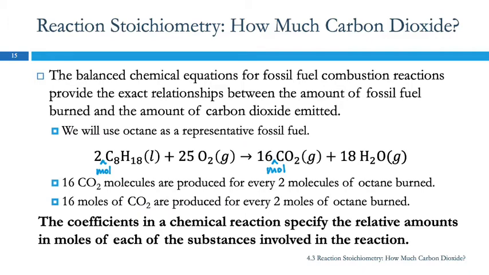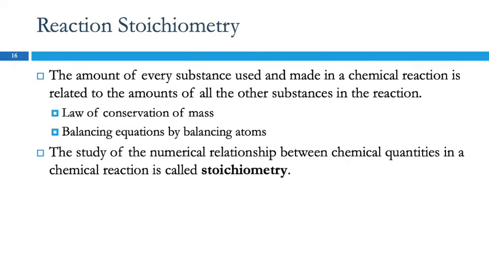And that's usually how we interpret chemical equations, because we're almost never just doing individual atoms and molecules. So the coefficients give us the relative amounts in moles of each substance. The amount of every substance that's used and every substance that's made in a chemical reaction is related to the amounts of all the other substances.